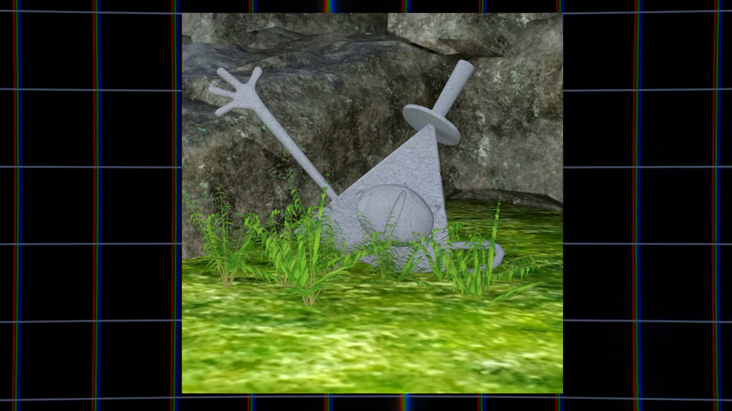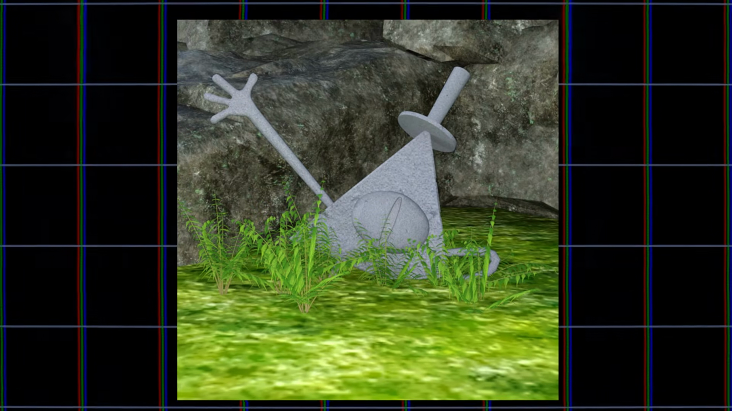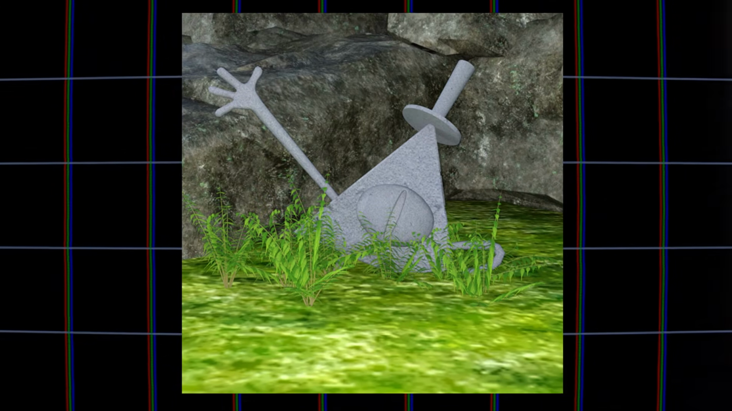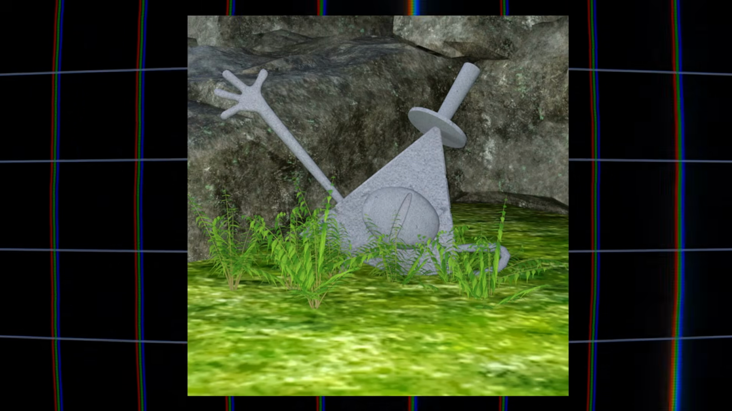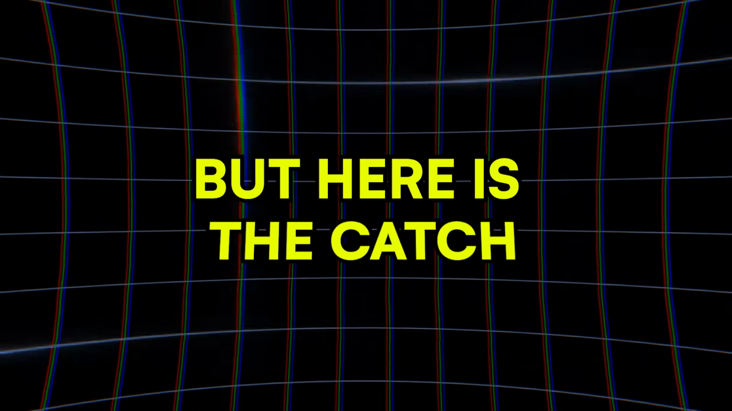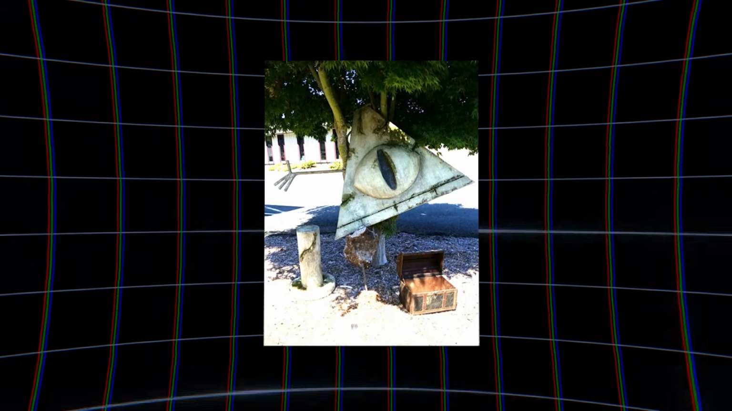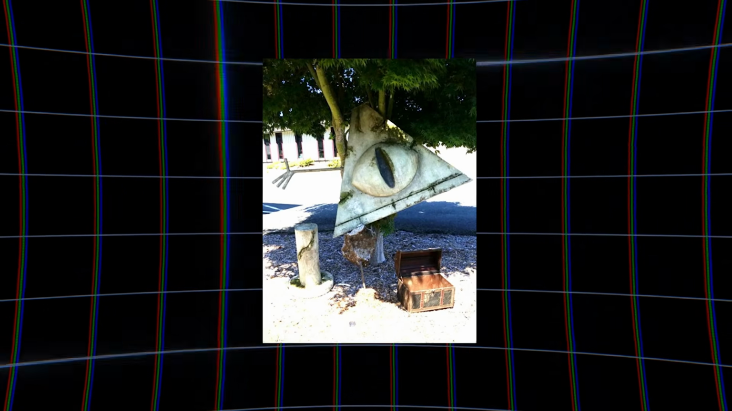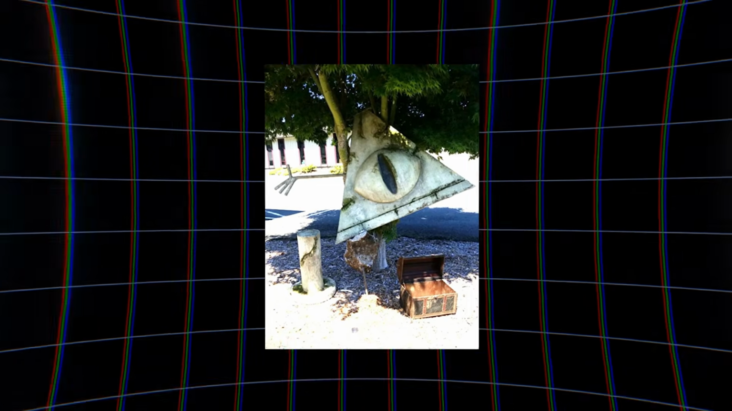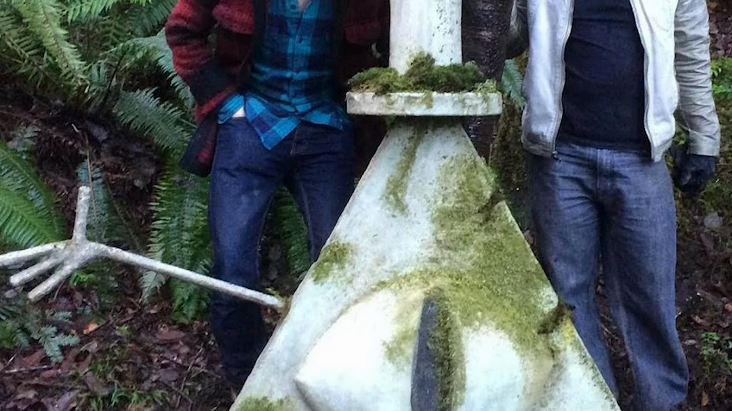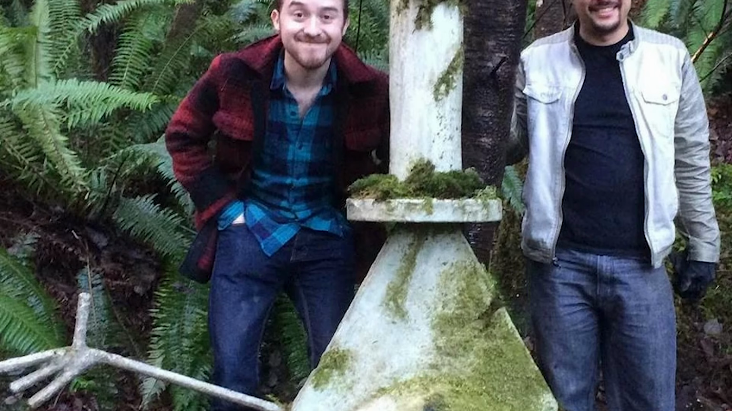Finally, a group of fans found it buried near a place called Confusion Hill. It was a massive moment for the community because it proved that the mystery was real. But here's the catch. The statue was not just a decoration. It had a box buried beneath it with a gold coin, a drawing of the main characters, and a message from the creator. It felt like the fans had actually completed a ritual to bring the show into reality.